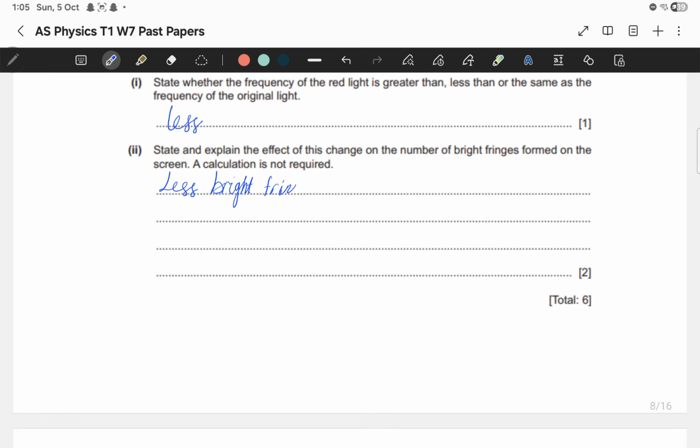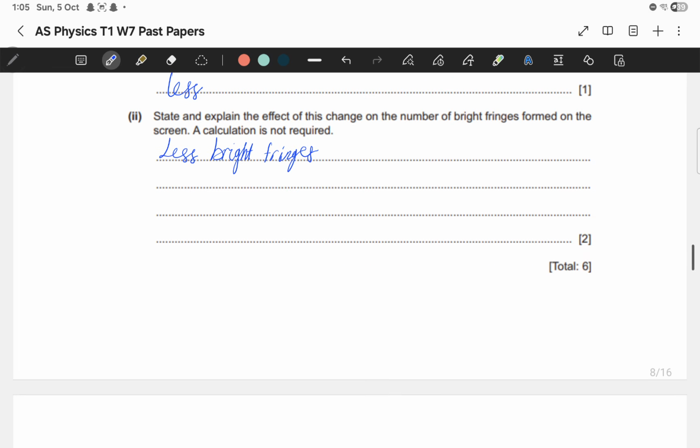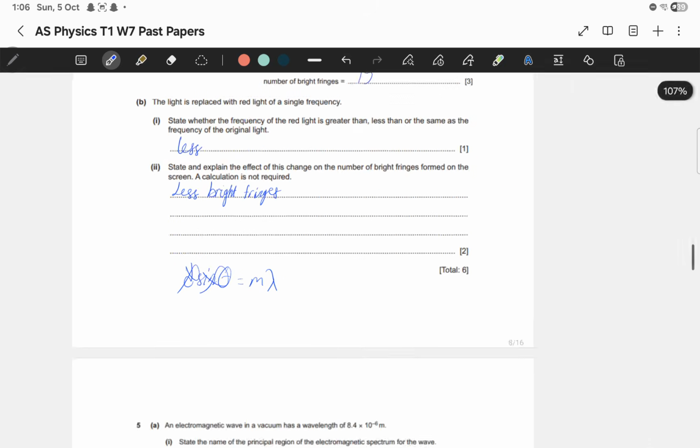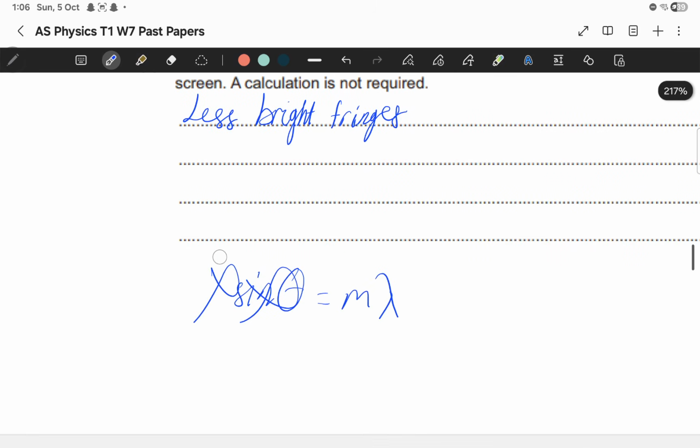Oh wait, no, this is the answer. Let me explain why. There's less bright fringes formed. Why? Because remember the formula d sine theta equals m lambda, right? Now we're not changing theta. We're not changing d. We're only changing lambda, right? So m is what we want to know.